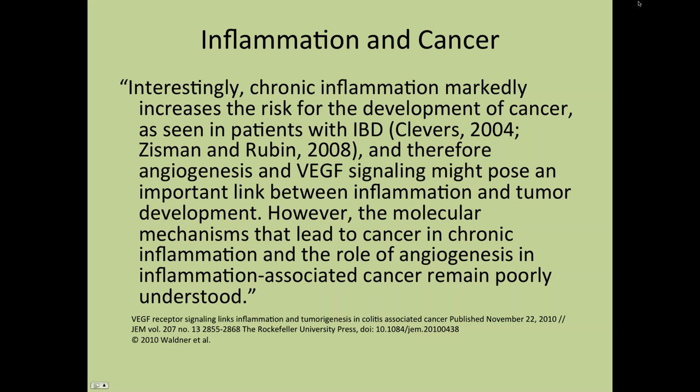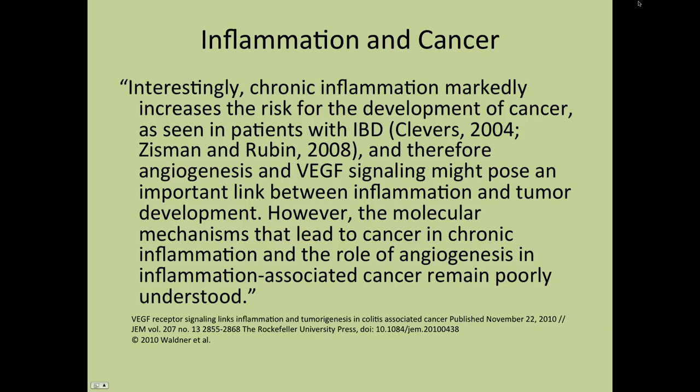This is interesting, and I took this as a quote right out of Rockefeller University Press: chronic inflammation markedly increases the risk of development of cancer as seen in patients with irritable bowel disease. I had an irritable bowel case in here, actually, and a colitis case. The colitis case happened to be a doc, and was talking about the fact that we should be measuring VEGF for that doc. It was interesting because it came about from reading this quote: therefore, angiogenesis and VEGF signaling might pose an important link between inflammation and tumor development.